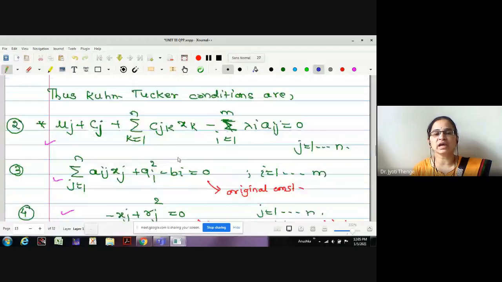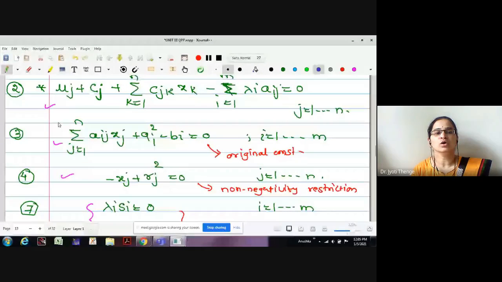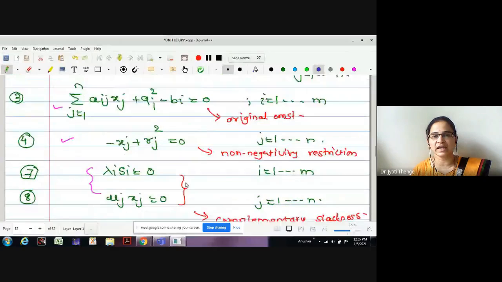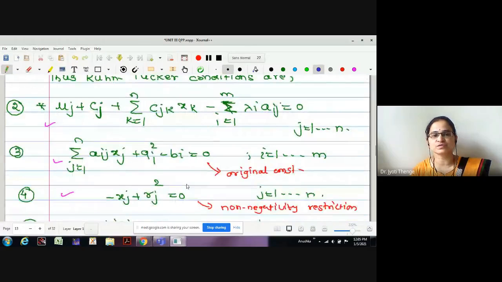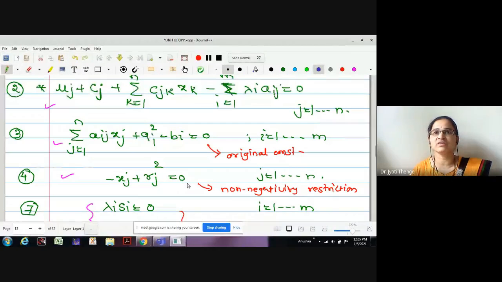Looking at all the conditions we have obtained, 2, 3, 4, 7 and 8, these are the necessary conditions obtained for solving the given quadratic programming problem.